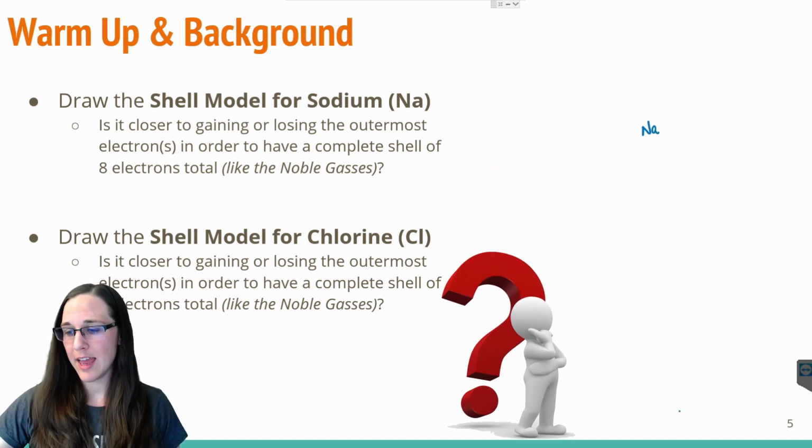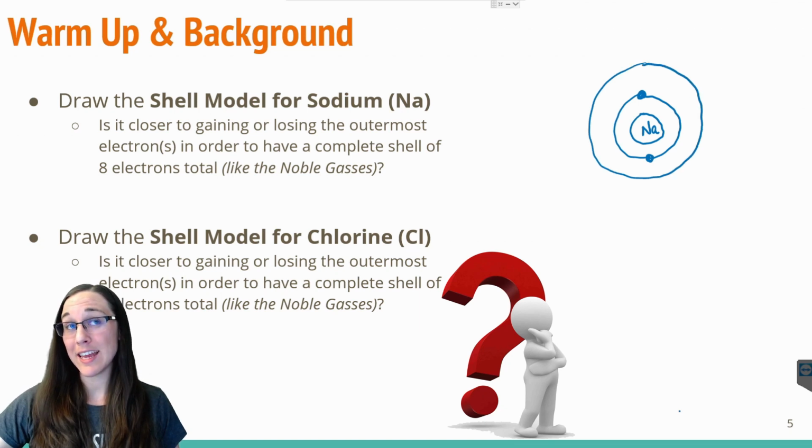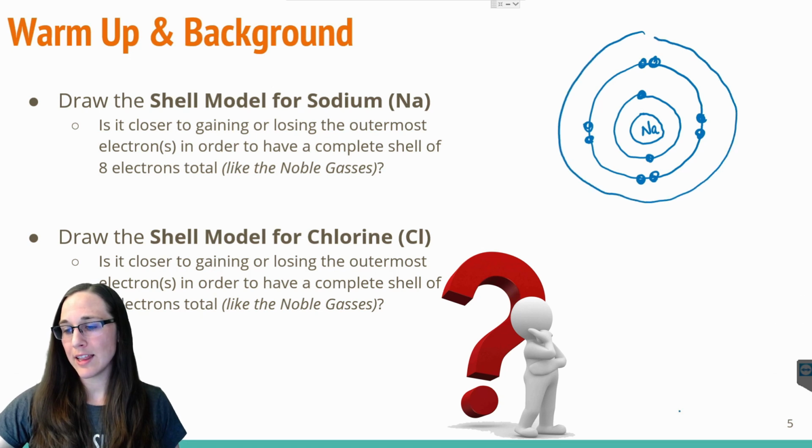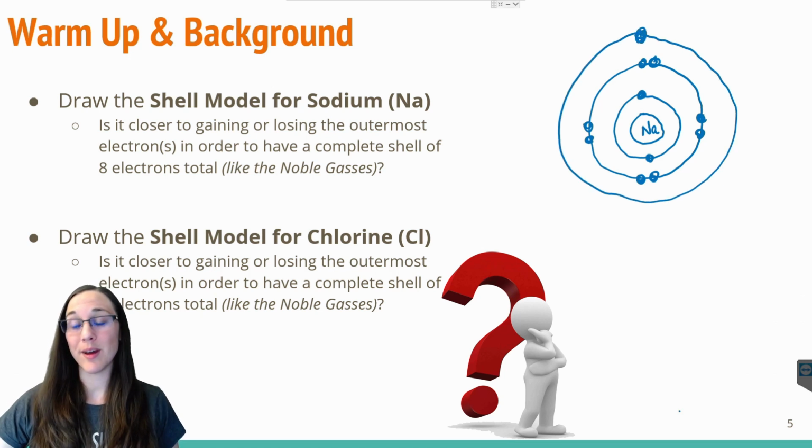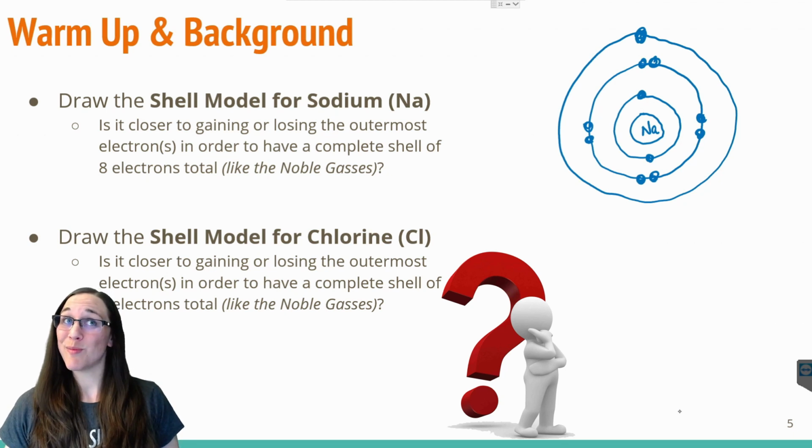So let's put our little Na in the center for our nucleus, and we'll start with our first ring, which can only fit 2 electrons. And then our next ring, which can fit a max of 8 electrons. 1, 2, 3, 4, 5, 6, 7, 8. And we need one more ring to total 11. And there we go. There's the shell model for sodium. Some might say it's looking sodium fine.